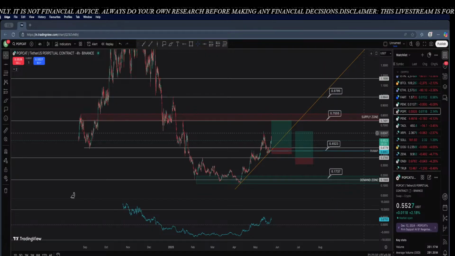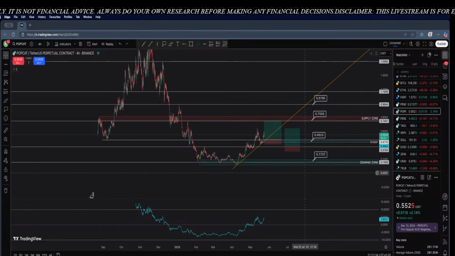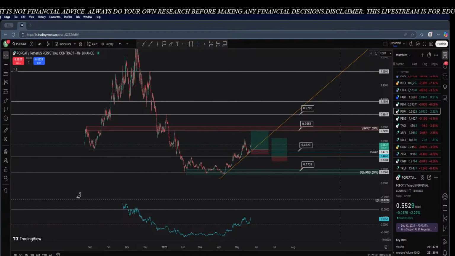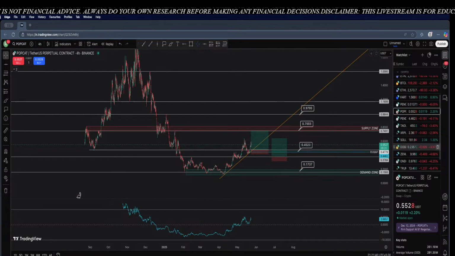So these are going to be the key levels for Popcat, and we shall see how the price reacts accordingly, and we'll trade it based on that.